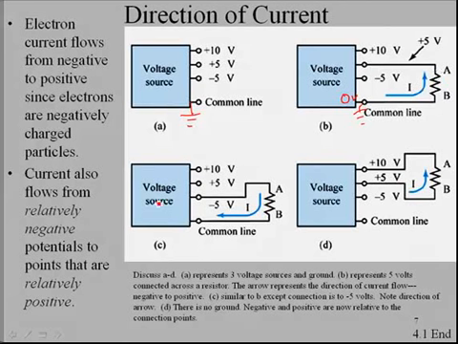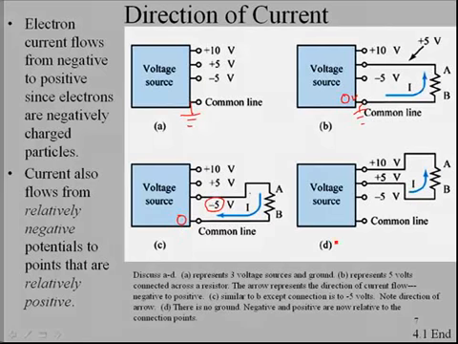Now in this scenario down here, we're still connected to the common line, but we've connected to minus 5 volts. Now this represents the more negative of the two connection points, because it's negative 5 volts, it's below 0. So now the direction of our current flow is going to be in the direction of the arrow like this.